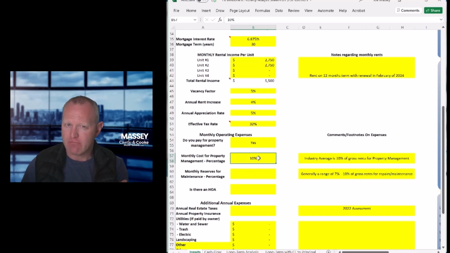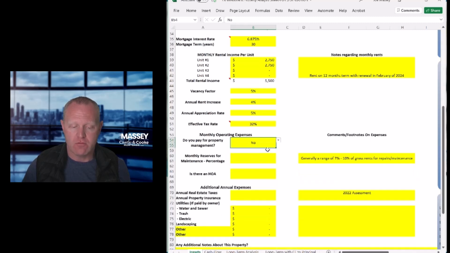I would say the industry average is right around 10%. There are some property managers that charge less. I know some that charge as little as 7%. There's some other property managers that charge as much as 15%. Or if you have a short-term rental property manager, they might be charging as much as 20%, sometimes 22 to 23%. So this is where you're going to plug in your average for property management. In this case, I do know that this property is self-managed, so we are going to choose no for property management.